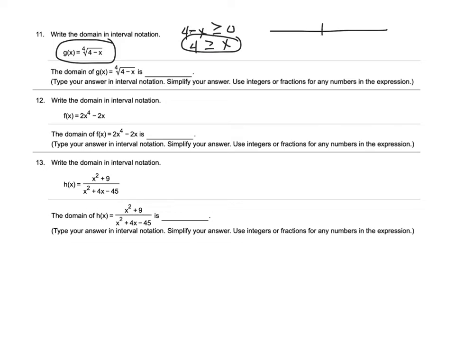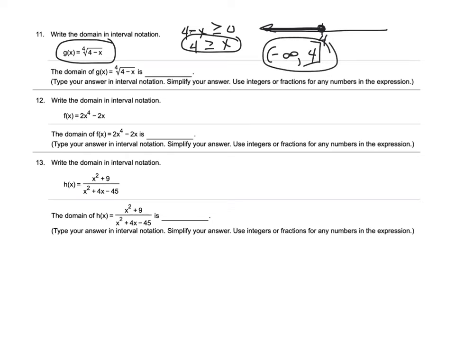If you drew it out, we have the number 4. This is basically saying x is everything smaller than or equal to, right? So if you draw it out, you can kind of see how it'll work. In interval notation, we go from negative infinity to 4, and make sure you put a bracket because it is equal to. So this is how you type your answer.